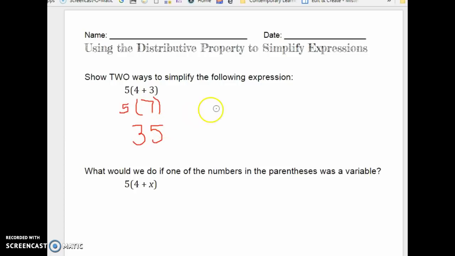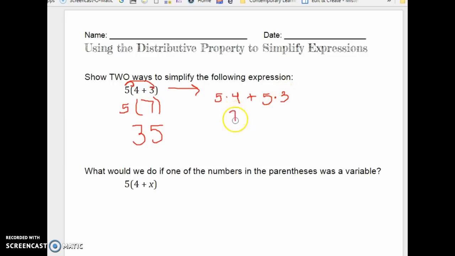Okay. Now, is there another way I could do this? Yeah, well, of course, because I said show two ways. The other way I would do it is by multiplying 5 by each of the terms in the parentheses. So first I would multiply 5 times 4, and I hope you're doing this with me. And then I would add that, because the sign between them is addition, I'd add that to 5 times 3.